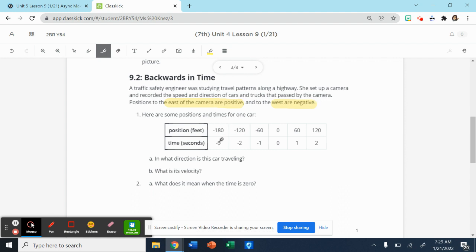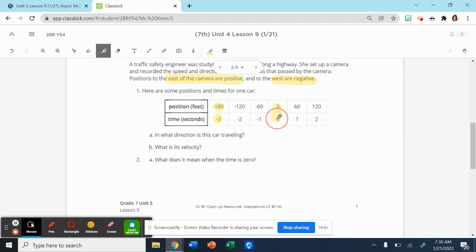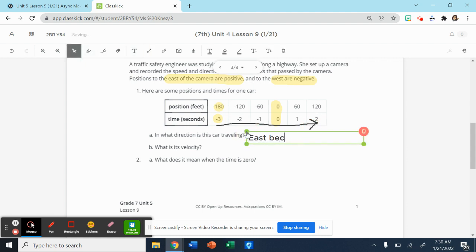And so here are some positions and times for the car. We can see that at -3 seconds, the position is -180 feet. And so what that means is that before the camera, as she's moving towards 0, she has a negative position in time because the time hasn't started yet. She's not yet at 0,0 when she started recording. But we can tell that she's moving east. And the reason is because as time passes, our numbers are moving in the positive direction. And so we know that this car is traveling east because numbers are moving in the positive direction.